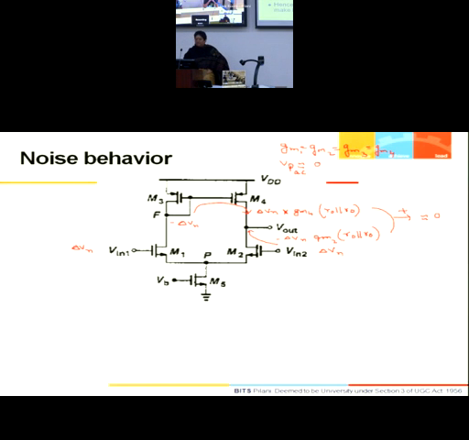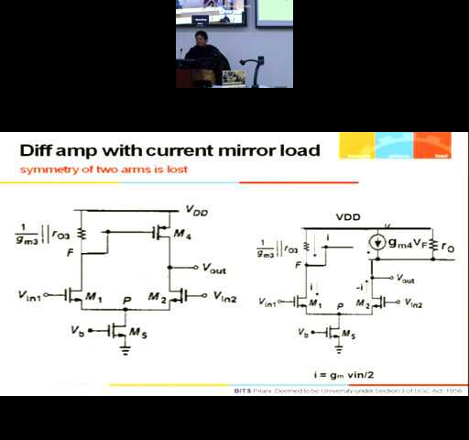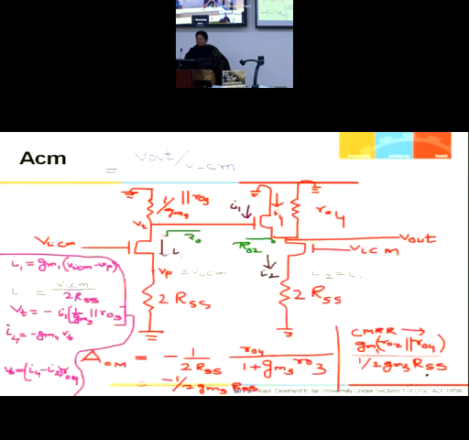Okay? Noise behavior. So in a current mirror load, what have we lost and what have we gained? Symmetry of arms is lost. I have done this analysis. Gain, ADM, I have done. And then come to ACM. Do it yourself. I shall not be uploading it. You will be doing it on your own. Okay.